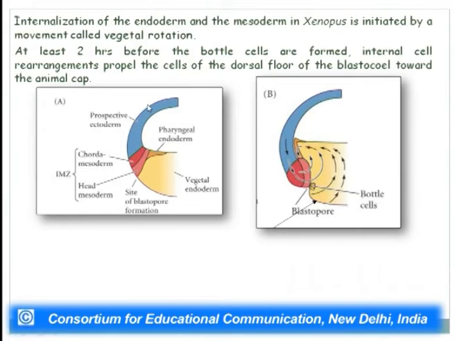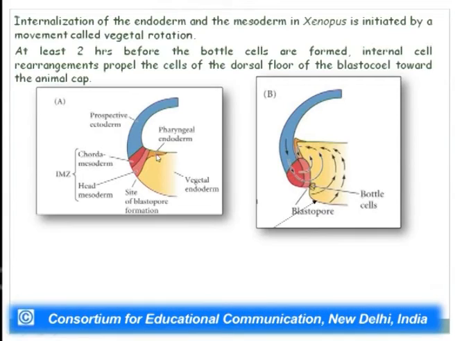So, now you can see in here, it is shown on the left side now, but this is basically the prospective ectoderm. This is the marginal zone region, which is going to give rise to the mesoderm. So, they have differentiated the mesoderm into chordamesoderm and head mesoderm, and IMZ refers to the involuting marginal zone. So, the involuting marginal zone is basically giving rise to the mesodermal region. So, this is the site of the blastopore formation. This is the vegetal endoderm, which is basically the vegetal cells which are lying, and on the top of it there is the region of pharyngeal endoderm.